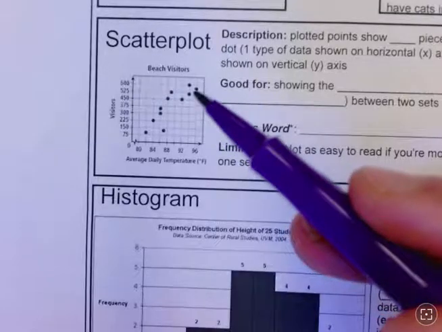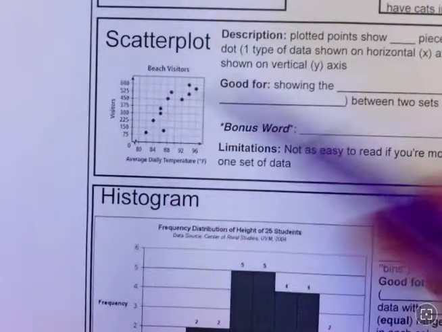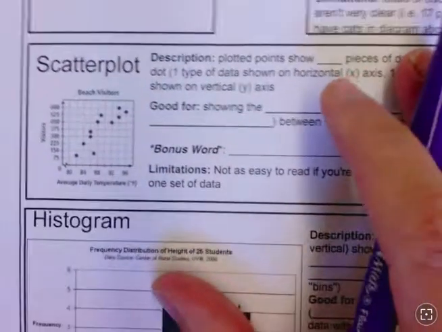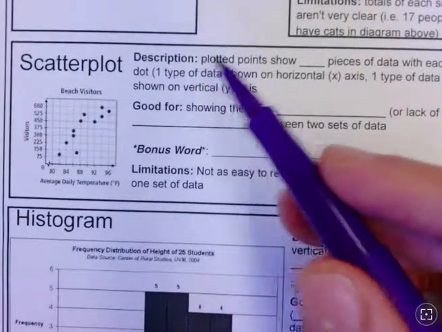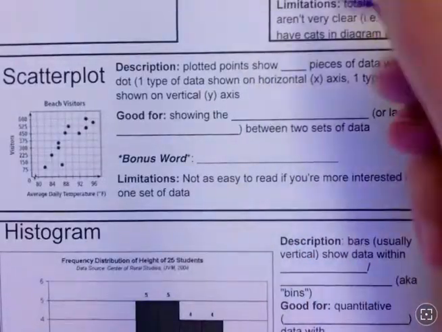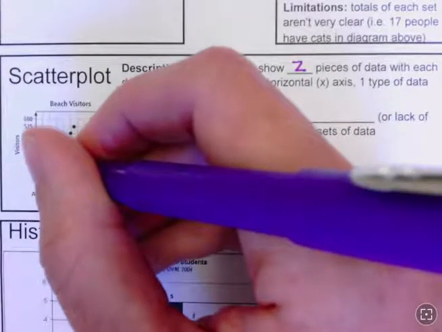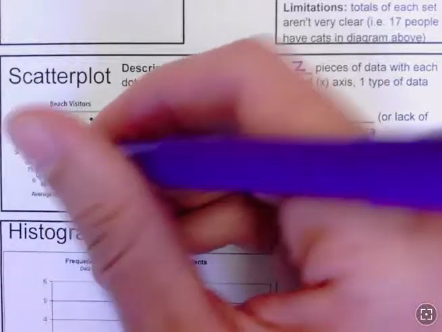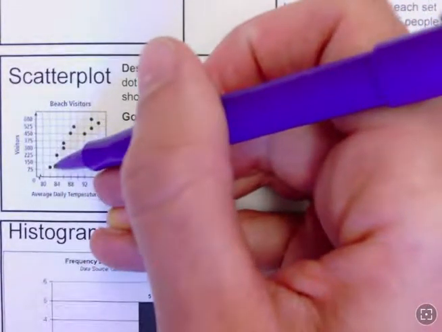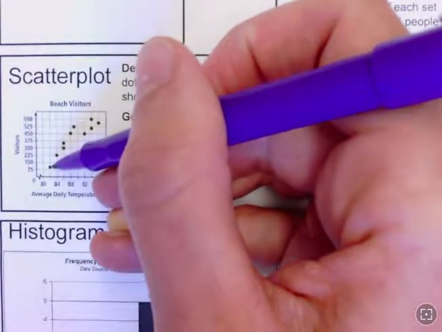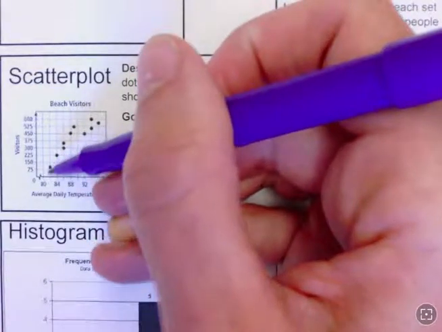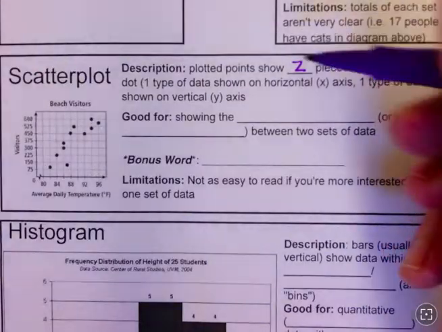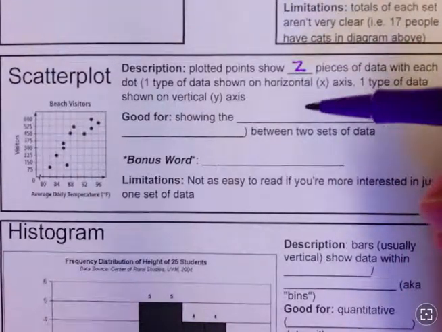So scatter plots are really nice for looking for a relationship or a lack of a relationship between data points. So the description: plotted points show 2 pieces of data. Just by plotting a point here, I'm showing that the average daily temperature was about 82, sorry, you can't see that, and the number of visitors was between 75 and 150, maybe like 90. But we're able to show 2 pieces of data with each dot, which is pretty effective.